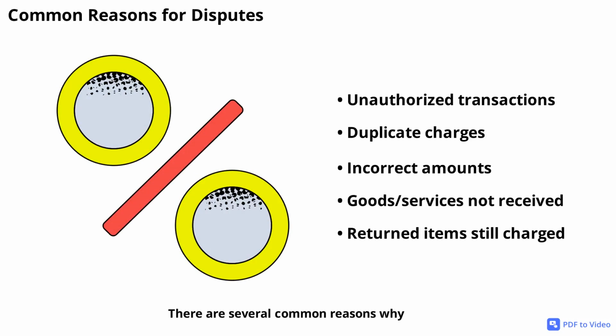There are several common reasons why you might need to dispute a charge. These include unauthorized transactions, duplicate charges, incorrect amounts, charges for goods or services not received, or charges for items returned. Sometimes, merchants may accidentally process a transaction twice, or you might notice a charge from a place you've never visited. Recognizing these situations early can help you act quickly and increase your chances of a successful dispute.